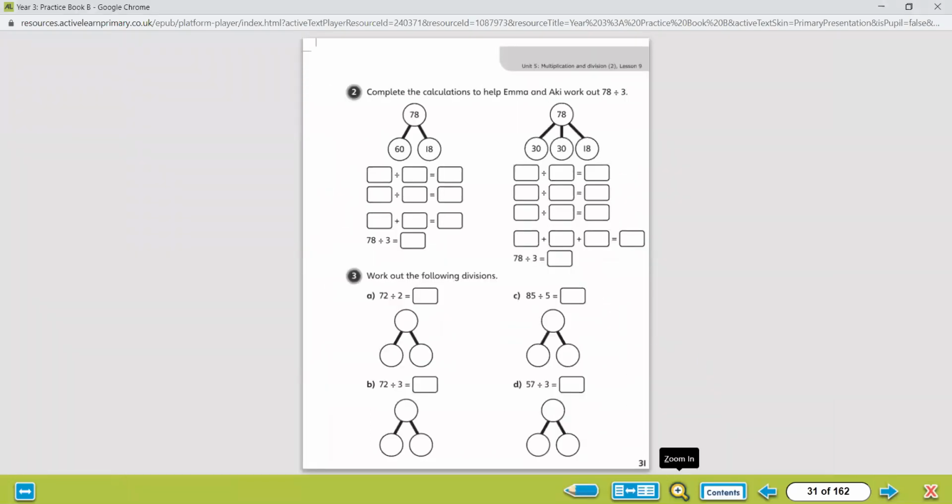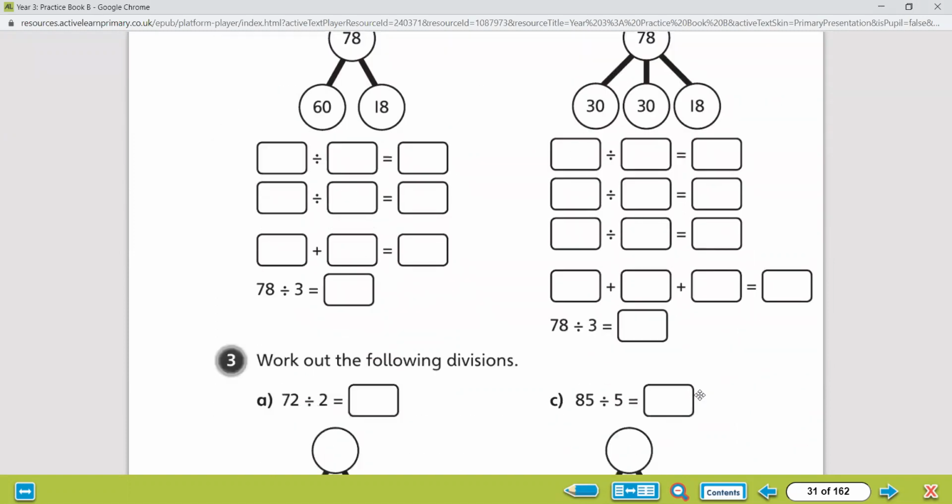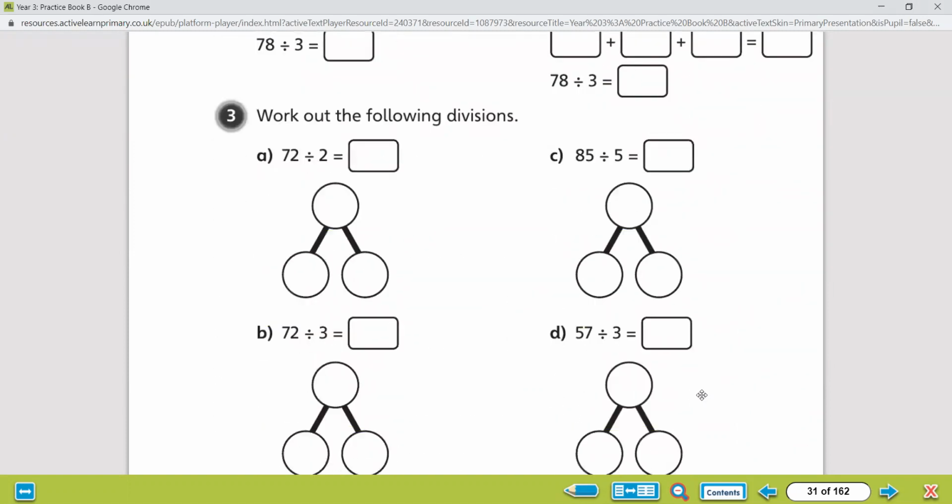Okay, and our last bit of learning today. So we've got some divisions here to do. We've got 4 to do, and I'm going to do 1 and you're going to do the other 3. Okay, so I'm not going to do A for us. I'm going to go for C. I'll go for C for no reason other than I must like the letter C today, so I'm going to have a look.